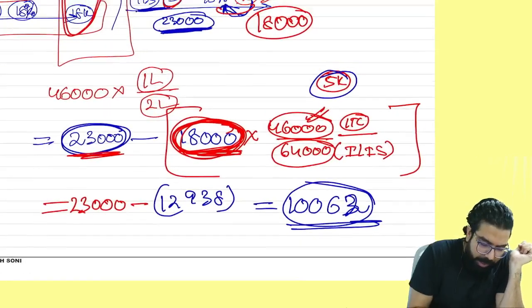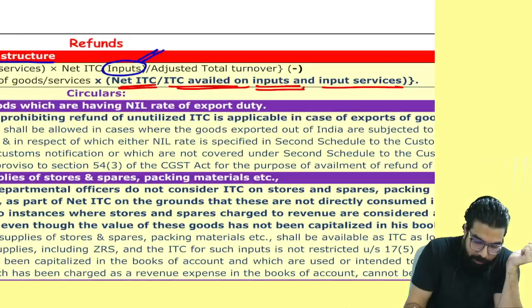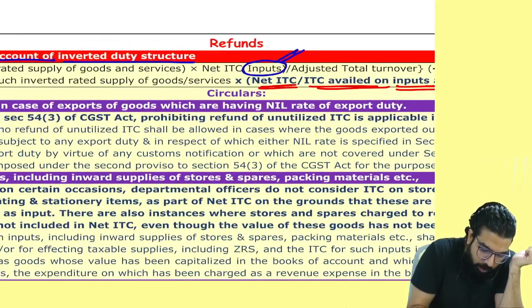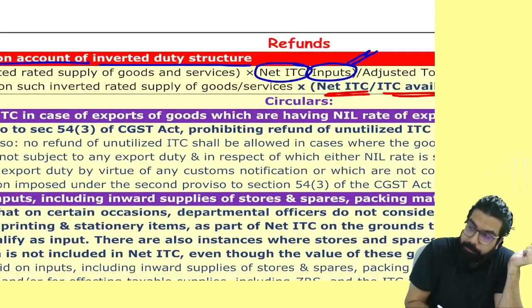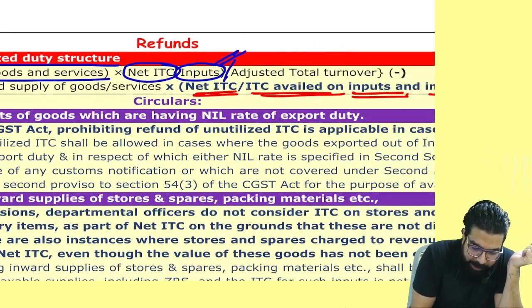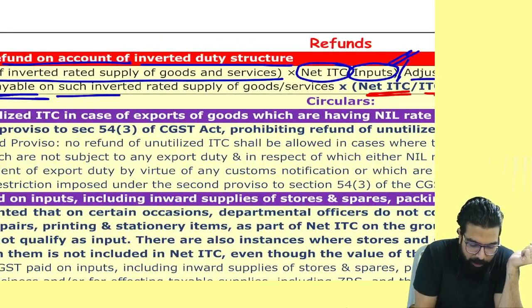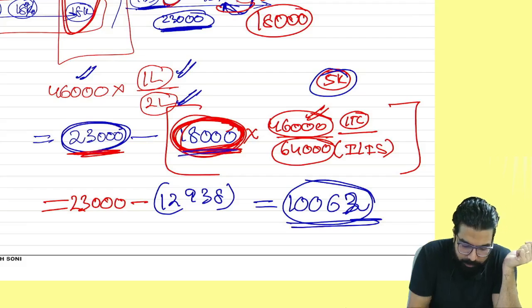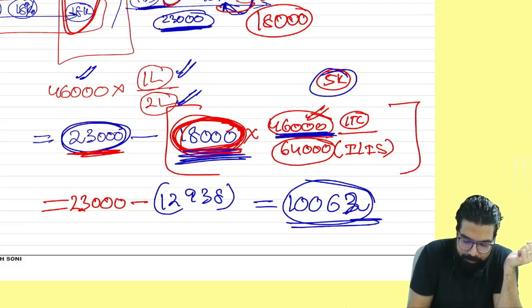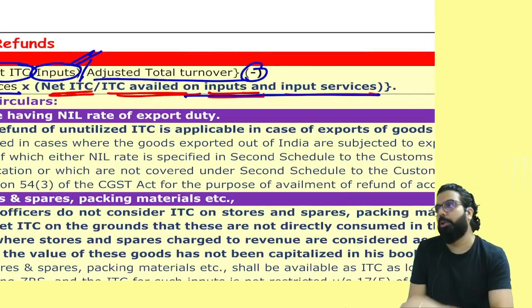See here. I took the net ITC multiplied by inverted duty structure turnover divided by adjusted turnover. First I took the net ITC multiplied by turnover of inverted duty structure divided by what? Adjusted turnover minus the tax payable on such inverted duty structure, multiplied by net ITC. This is the net ITC, right? Divided by input and input service.